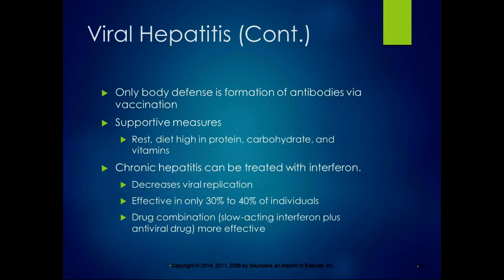Supportive measures for treating viral hepatitis: rest, diet high in protein because the liver is trying to regenerate, carbohydrates and vitamins. Chronic hepatitis can be treated with interferon to reduce viral replication, but it's only effective in a lesser percentage of individuals. Sometimes a drug combination of slow-acting interferon to reduce viral replication and an antiviral drug is more effective. So because we have a lot of really nasty viruses out there, there's research going into what combinations are going to be more effective against these horrible things.